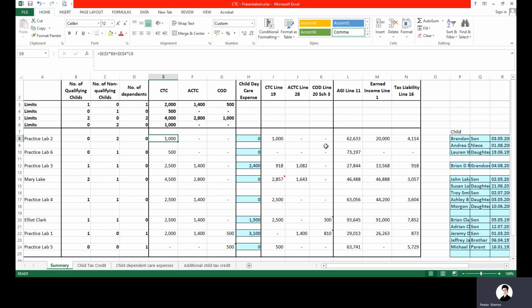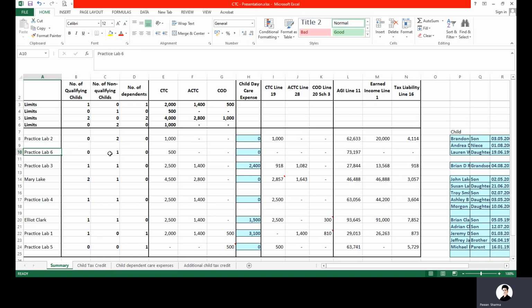Now in our problem, our AGI is 62,633, earned income is 20,000, tax liability is 4,000. Whatever my tax liability is, I can get my CTC up to that, so I will get my full eligible CTC in my actual CTC line 19, $1,000. So this was so easy. Tax liability is quite high, so I will get the full amount. Let's discuss another and move further.